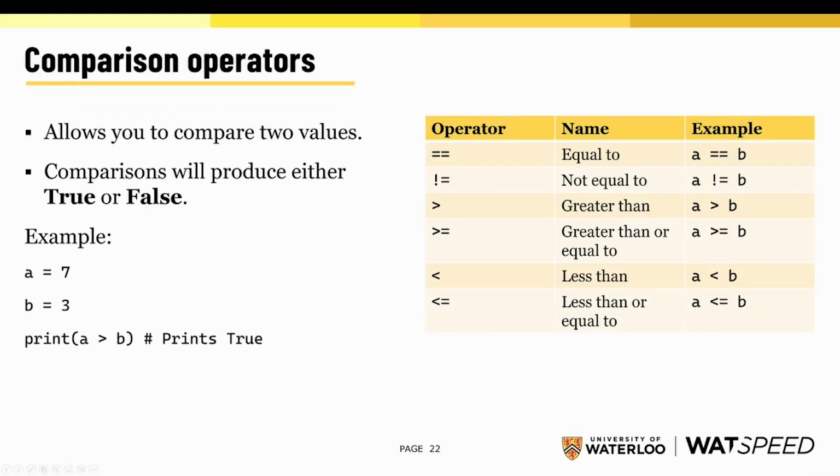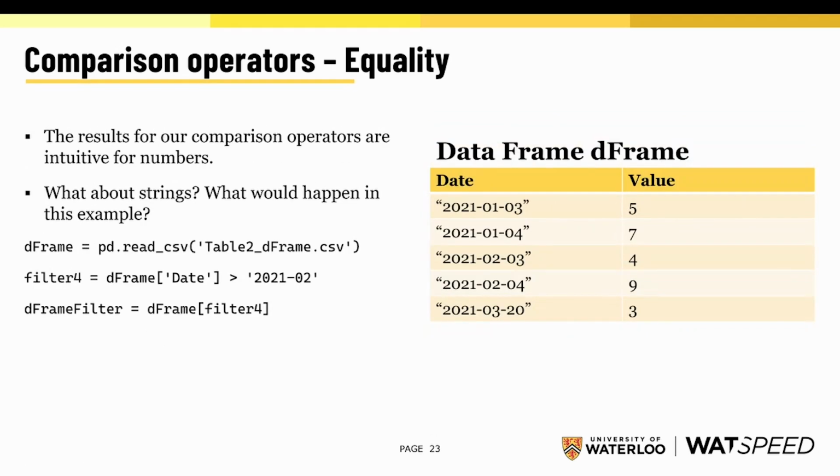And the comparison operators we have for equality of numeric values, we have a few of these operators. We have equal to, not equal to, greater than, greater than or equal to, less than, or less than or equal to. And again, these comparisons will provide either true or false. So the results for these comparison operators are intuitive for numbers.